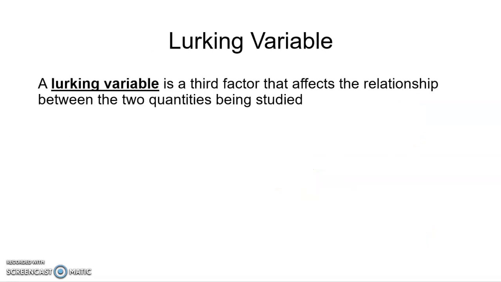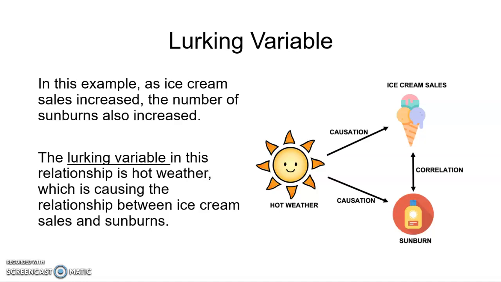Sometimes in these problems, you'll have something called a lurking variable. A lurking variable is a third factor that's not being described, but it does affect the relationship between the two quantities that are being studied. Let's revisit this example where the ice cream sales increased and the number of sunburns increased. There is a lurking variable in this relationship, and that is the hot weather, because that is what's causing the correlation between the number of ice cream sales and the number of sunburns.